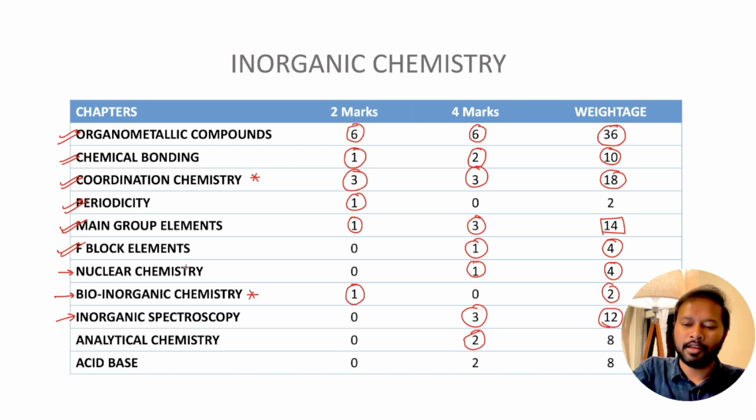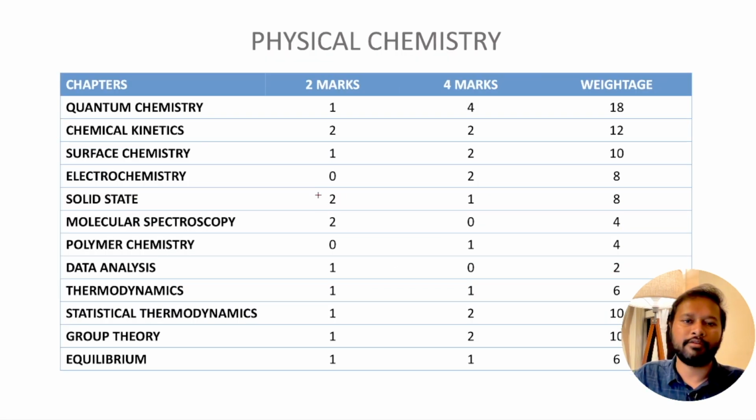Okay, going to the next part, which is physical chemistry, which I would say is the easiest part of this exam. And again, as expected, quantum chemistry has the highest weightage of 18 marks, 1 question from 2 marks, 4 questions from 4 marks, every time expected, a highly weighted topic, and that's what we got. Chemical kinetics, 2 questions of 2 marks, 2 questions of 4 marks, total weightage is 12 marks, second highest topic.